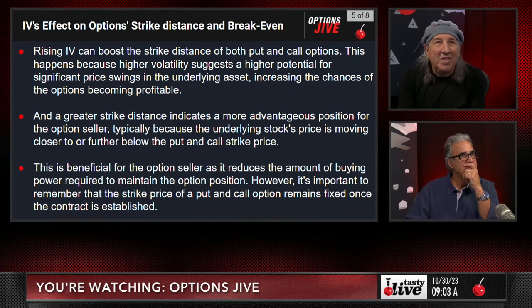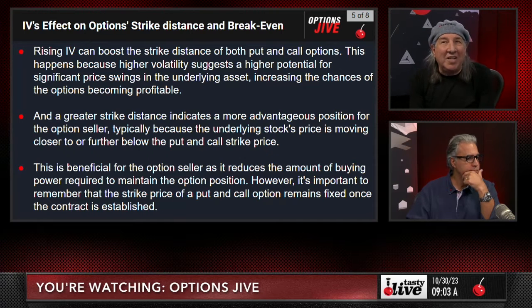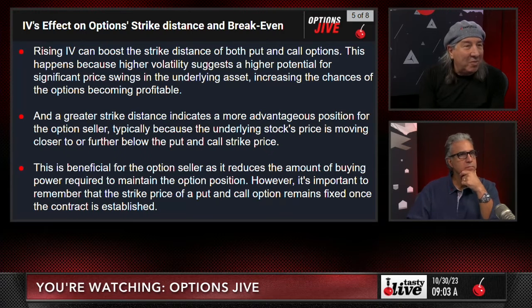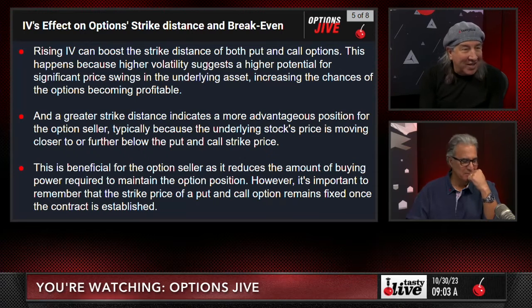First takeaway. So rising implied volatility can boost the strike distance of both the put and call options. This happens because higher volatility suggests a higher potential for significant price swings in the underlying asset, increasing the chances of an option becoming profitable. This is why when puts go up in value, calls go up in value. And when calls go down in value, puts go down in value. This explains the whole thing.